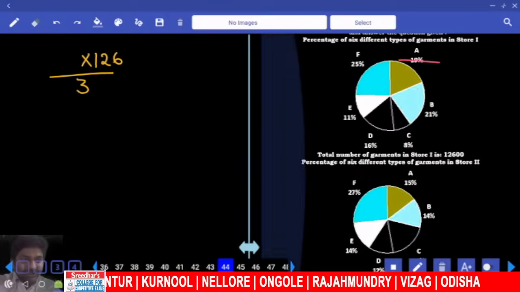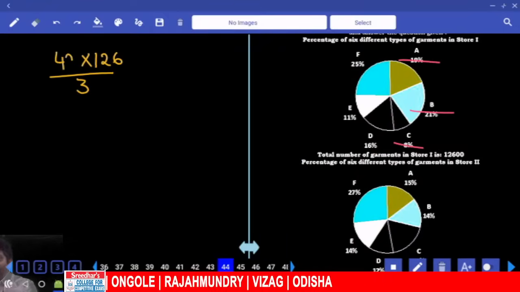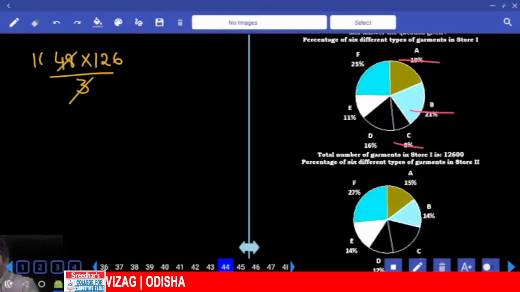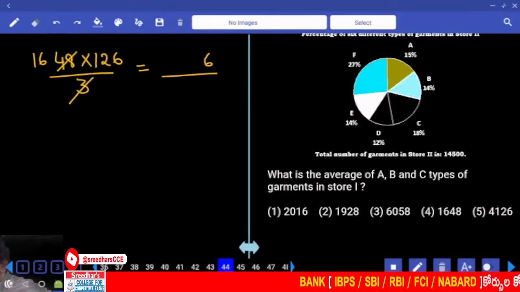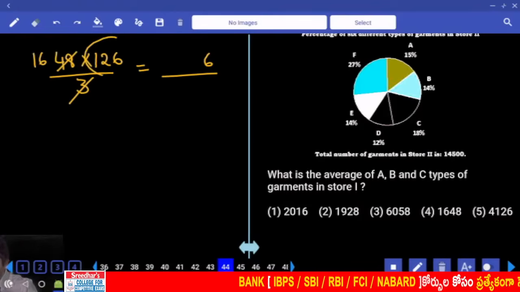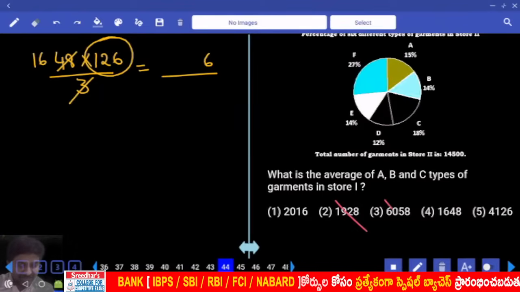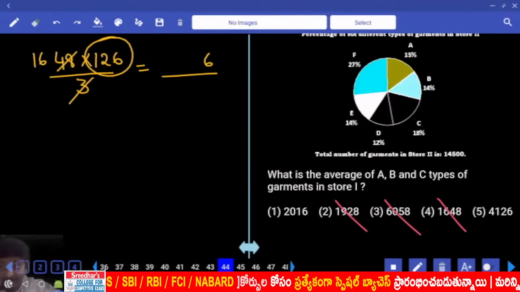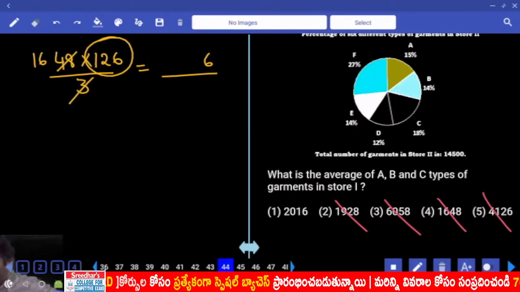A, B, C value 19 plus 21, 40 plus 8, 48. Now 48 is also having 3 multiple. Gets cancelled. 16 ends with 6. Go to options. Answer should end with 6. How many options are there? How many are there? 2 options are there which are ending with 6, correct? And because of this number 126, you know that you have to verify. Now verify. Is your first option 9 multiple? Yes, that may be your answer. Is your fifth option 9 multiple? Though it is ending with 6, that cannot be your answer.